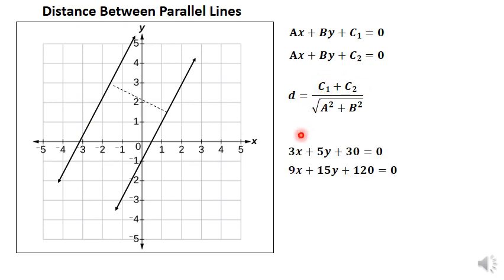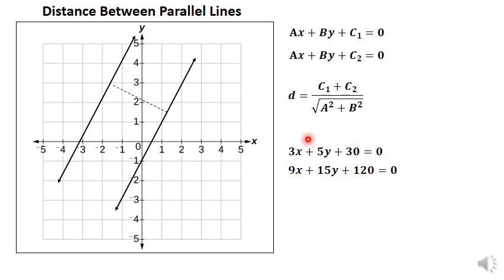Assuming we have these two lines, 3x plus 5y plus 30 is equal to 0, and 9x plus 15y plus 120 is equal to 0. As you can observe, they do not have the same coefficients on x and y, but they can be written in such a way that their coefficients are equal if they are parallel. First, we need to determine if they are parallel.